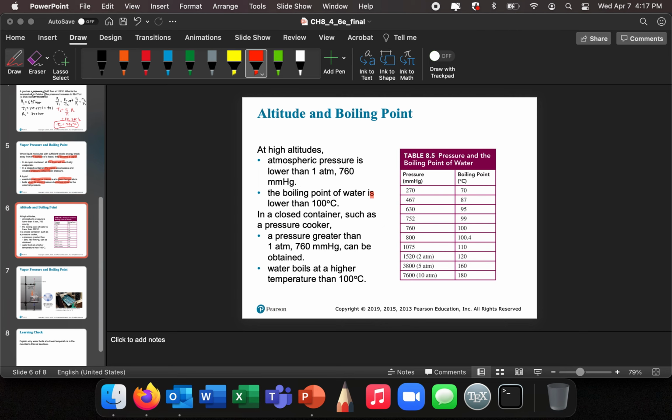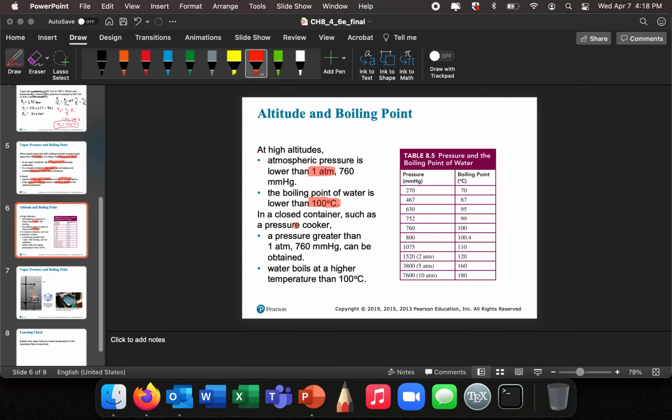So at high altitudes, atmospheric pressure is lower than 1 atmosphere, as we saw in a previous conversation. And at low altitudes, it's higher, right? So if at high altitudes the atmospheric pressure is lower than 1 atm, the boiling point of water is going to be lower also, right? At lower than 100 degrees, because the vapor pressure of water will reach the external pressure faster, right?